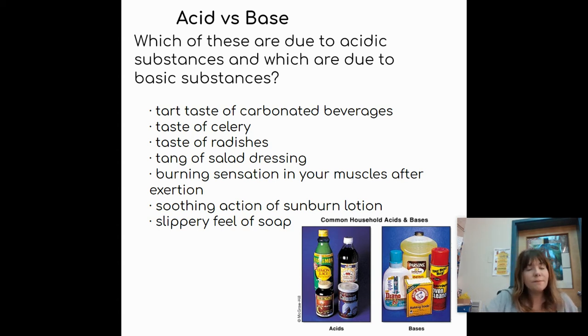Celery is a base, which again, how do you know? We'll talk about that. Radishes fall towards the acid end. Tang, remember how I said tart and tangy can mean acid? So the tang of salad dressing would be acid. When your muscles burn after a good workout, that's due to lactic acid buildup, so that's an acid. And then second last but not least, you have the sunburn lotion. So aloe vera is actually a base, and slippery soap, try saying that 10 times. Slippery soap is actually a base.